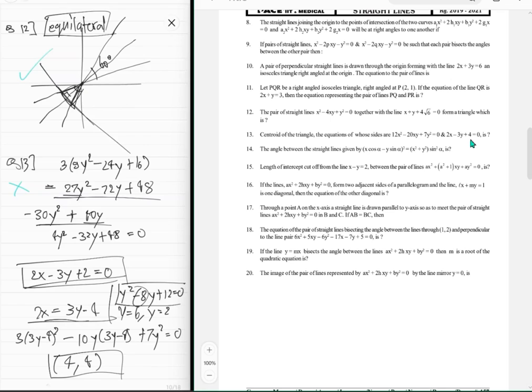So this is not the centroid. It's the midpoint opposite to the origin. So the centroid will be 2/3 of this thing, which is 8/3, 8/3. Okay, now I got it.